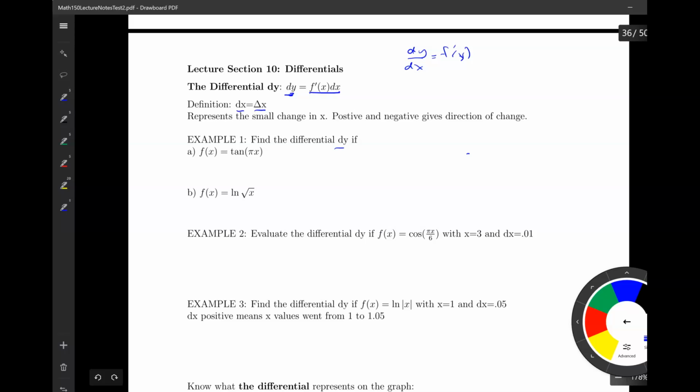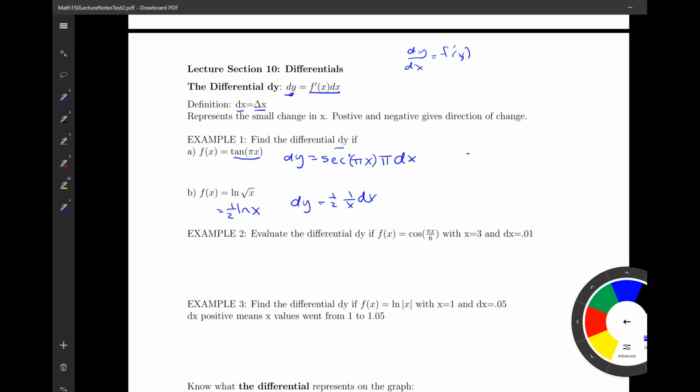If I just ask you to find the differential dy, the differential dy will be the derivative of this, so that's secant squared of pi x times the derivative of pi x, which is pi, times dx. So that's the differential dy. This one, I'm going to take the time to rewrite before I take the derivative. So dy is 1/2 times 1 over x dx. Okay, so that's the differential dy.